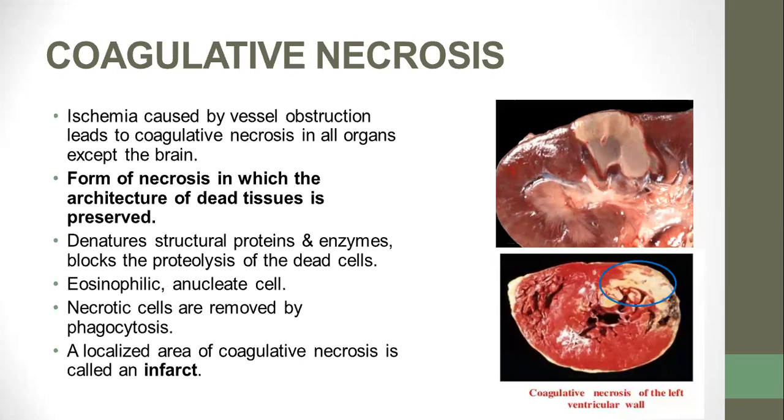So, coagulative necrosis is a form of necrosis in which the architecture of dead tissues or necrotic cells is preserved, and this is because the denatured structural proteins and enzymatic proteins block the proteolysis of dead cells. So because the enzymes are denatured, they are no longer able to digest the proteins. So the architecture of dead tissues is preserved. The cell is eosinophilic, anucleate, and then later on it is removed by phagocytosis. Common cause of coagulative necrosis is ischemia, which is caused by vessel obstruction, and coagulative necrosis occurs in all organs after ischemia except the brain, where liquefactive necrosis occurs.